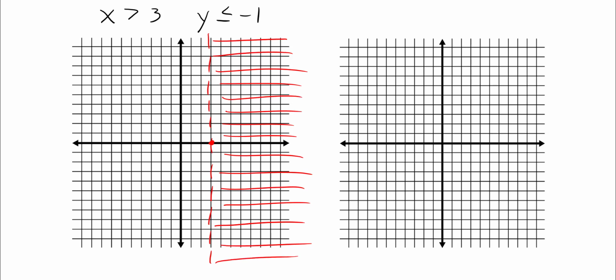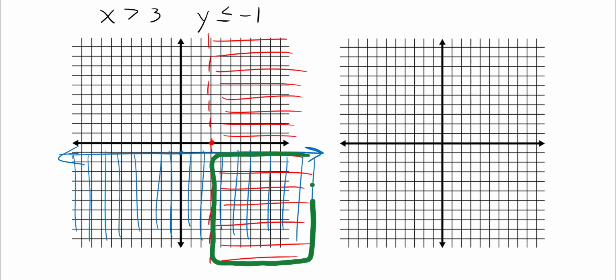So we'll do that in blue. Remember, that's a horizontal line at -1. And that's a solid line. And it says it's less than or equal to -1, so I shade below. Okay, wherever it overlaps, that's the answer. So here we go. It overlaps right here and here.